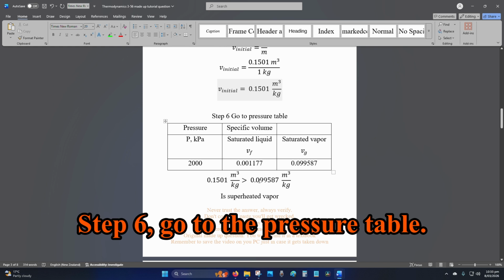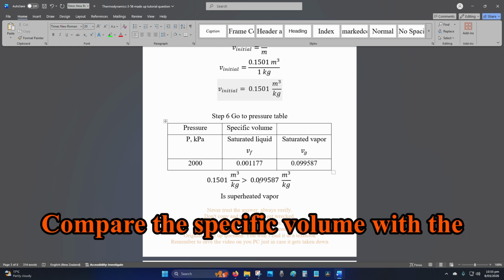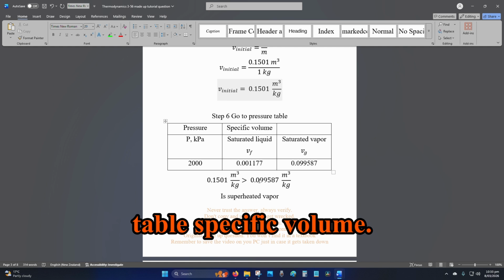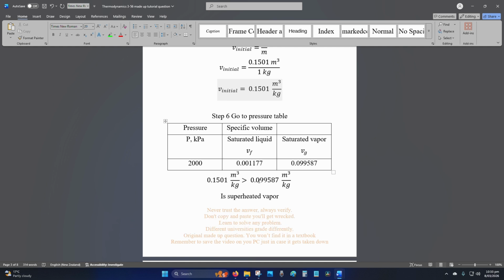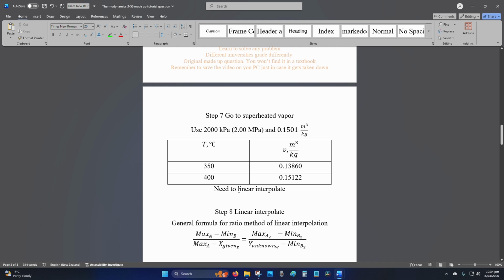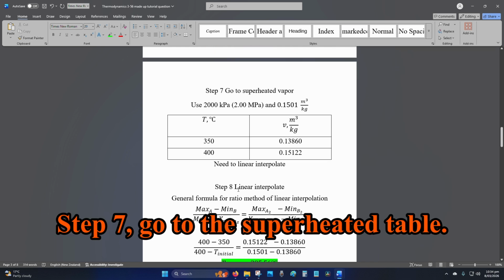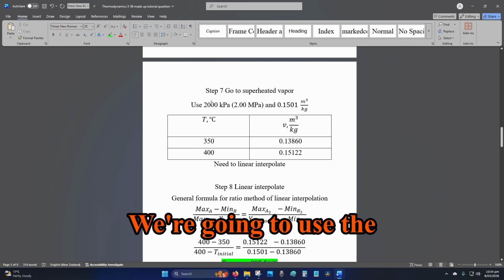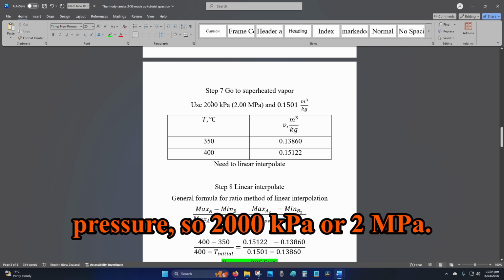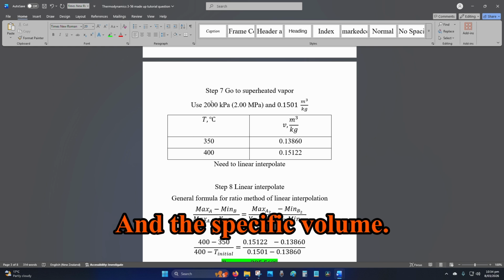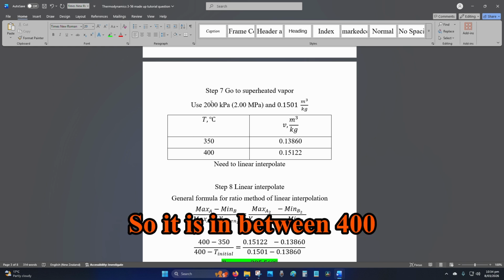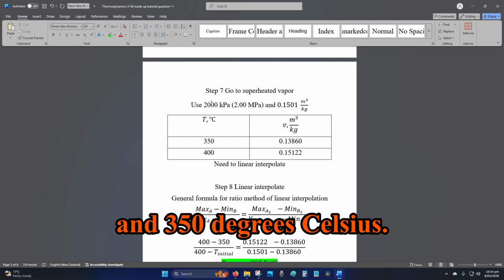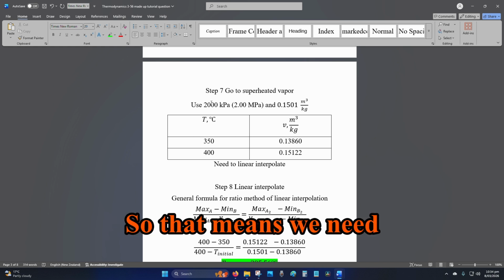Step 6, go to the pressure table, compare the specific volume with the table specific volume. So 0.1501 is greater than saturated vapor, so that means it's a superheated vapor. Step 7, go to the superheated table. We're going to use the pressure, 2000 kPa or 2 MPa, and the specific volume. We line that up, so it is in between 400 and 350 degrees Celsius, so that means we need to linear interpolate.